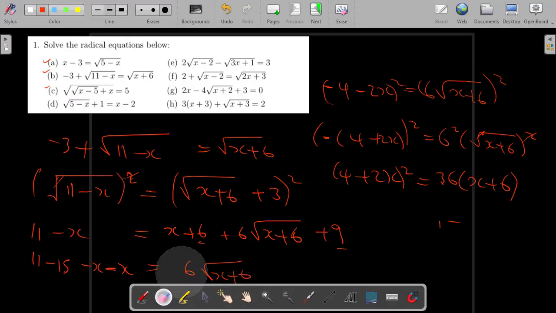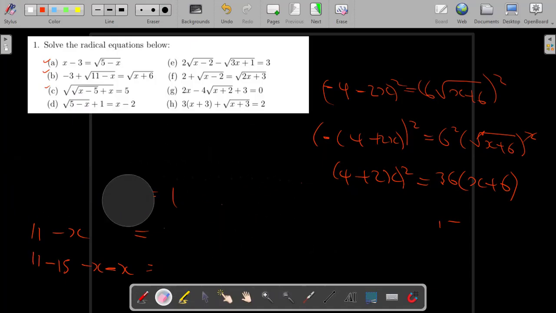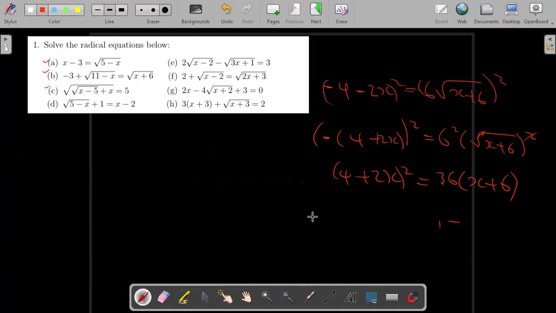So I can expand this. What do I get when I expand that? I'll have 16, then let's multiply it there. That will give me 8, 8 plus 8, I get 16x. Then plus 4x squared. Then this would be equal to 36x, then 36 by 6, and 6 by 6, that's just going to give me plus 216.